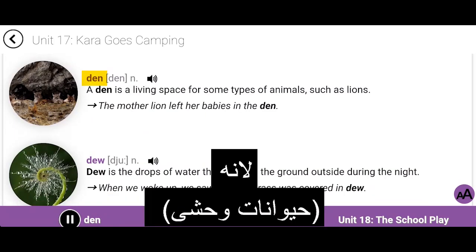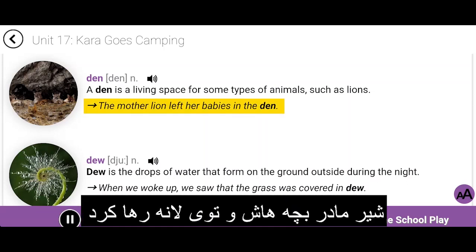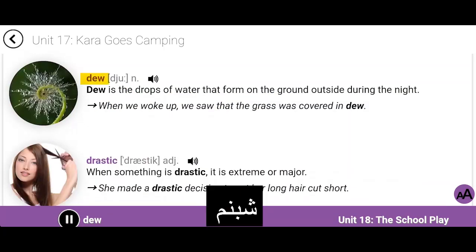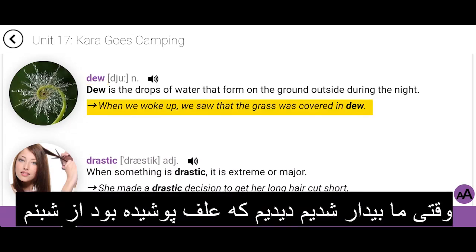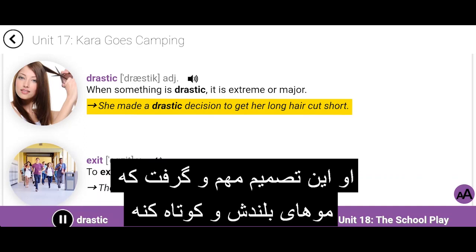Den. A den is a living space for some types of animals, such as lions. The mother lion left her babies in the den. Dew. Dew is the drops of water that form on the ground outside during the night. When we woke up, we saw that the grass was covered in dew. Drastic. When something is drastic, it is extreme or major. She made a drastic decision to get her long hair cut short.